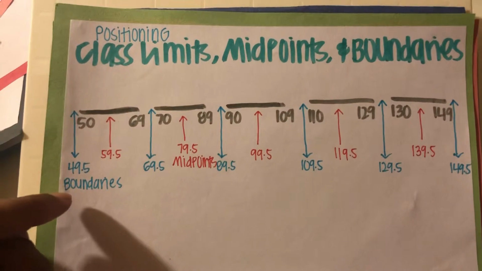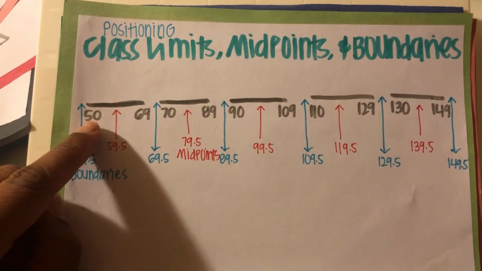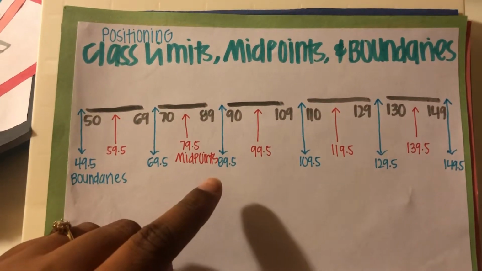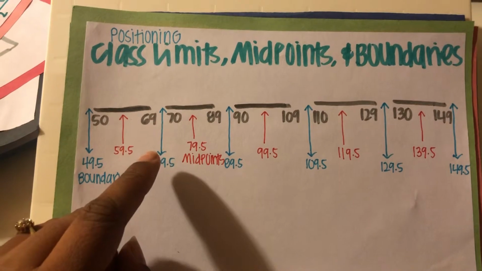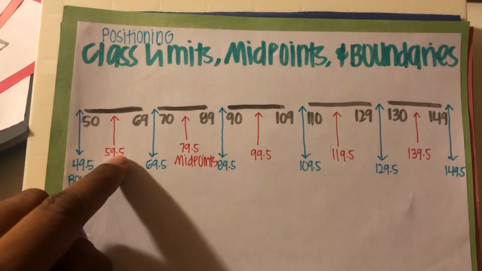So you see in the blue is the boundaries. This right here are the numbers for the class width. This is the midpoint. And then you see the boundaries. So these are the limits, these are the boundaries, and these are the midpoints.